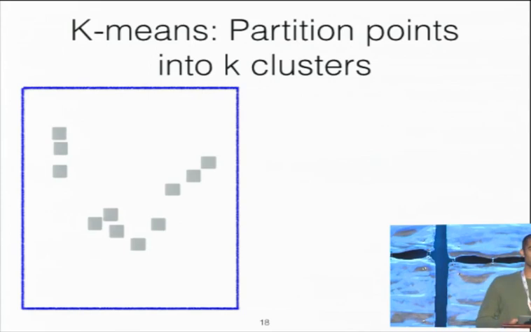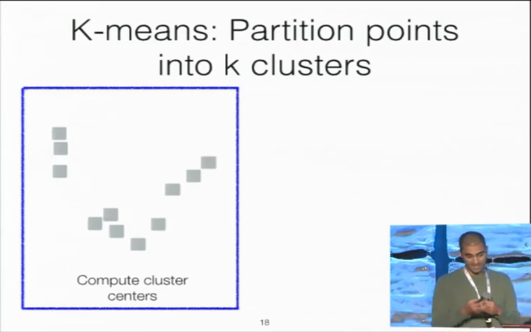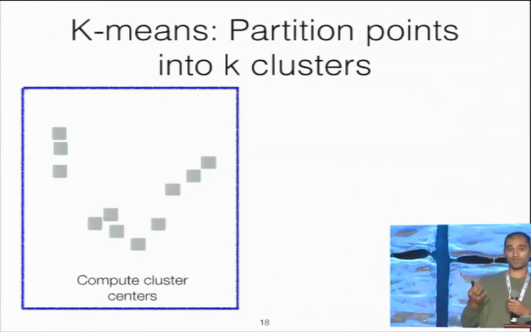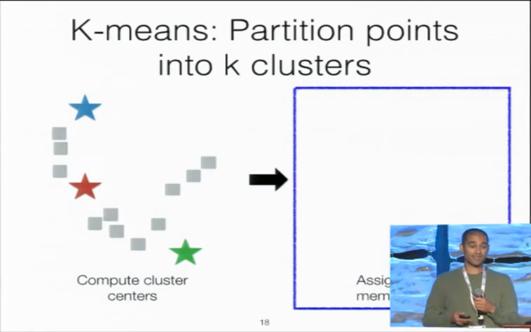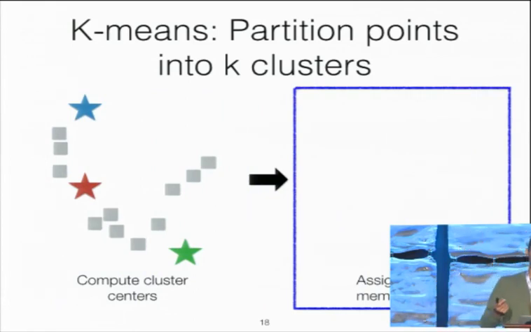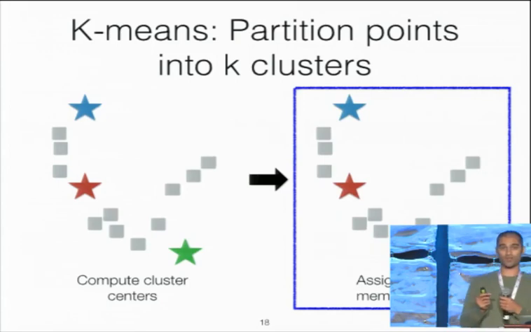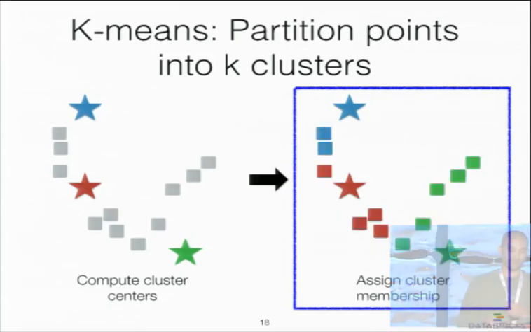And then the idea of k-means is very simple. You just alternate between 2 different steps. The first step is to compute cluster centers. And here, the naive way to pick cluster centers when you start is to just randomly choose them. So we're going to randomly choose 3 cluster centers. Then the next step is to assign cluster membership given cluster centers. So we have these 3 cluster centers, and basically for each point, we want to see which cluster center it's closest to and assign it to that cluster center.